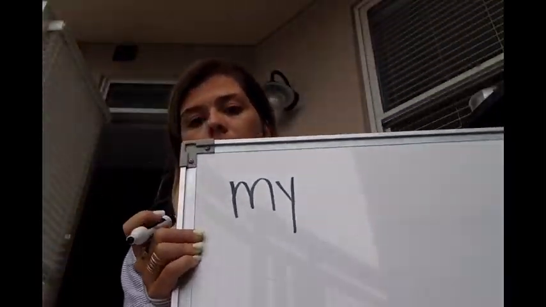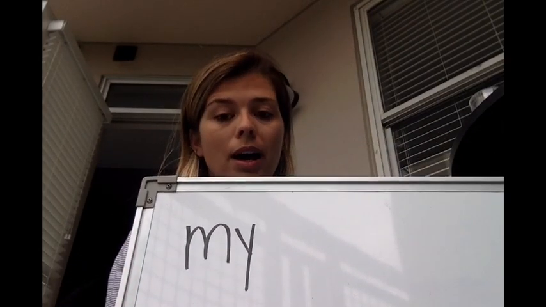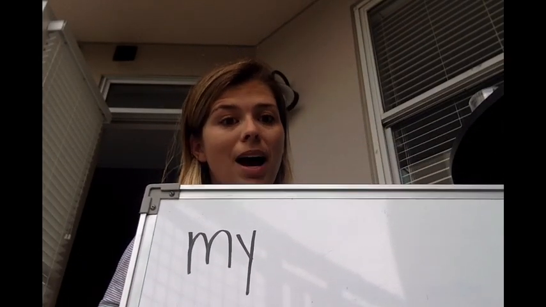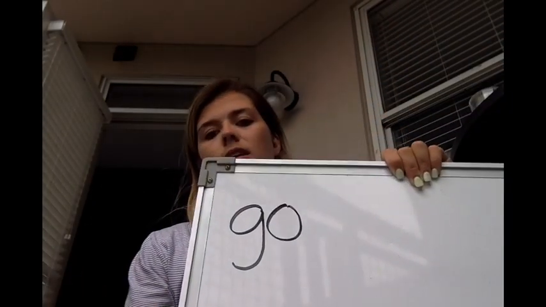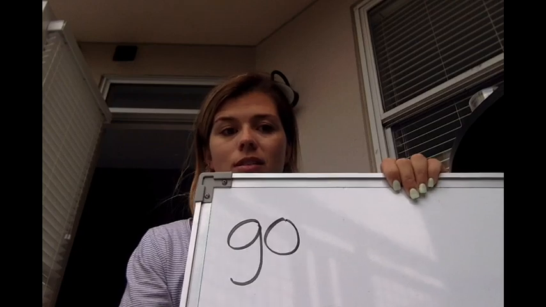So I'm going to flash up a sight word on my whiteboard, and then I want you to either pause the video so you can have think time, or whenever you're ready, just say the word so we can move on. M-Y spells my. Good job, guys. Here we go. G-O spells go.